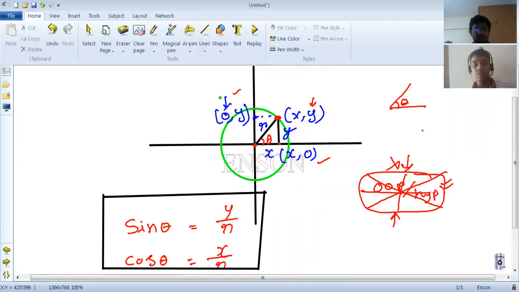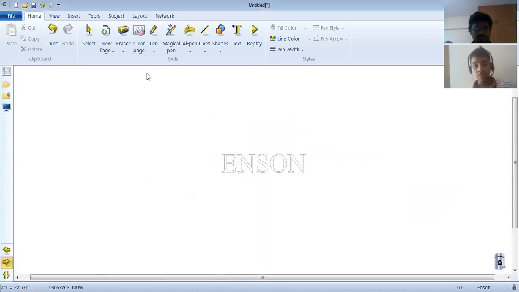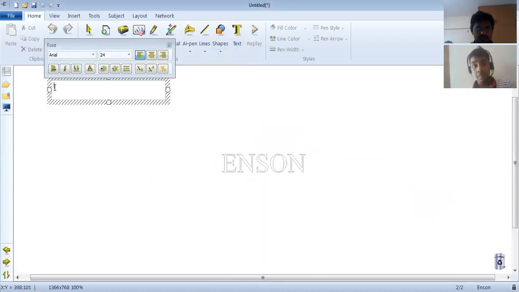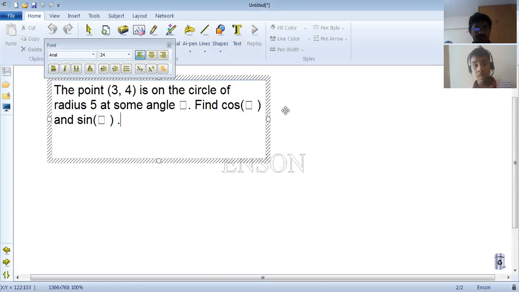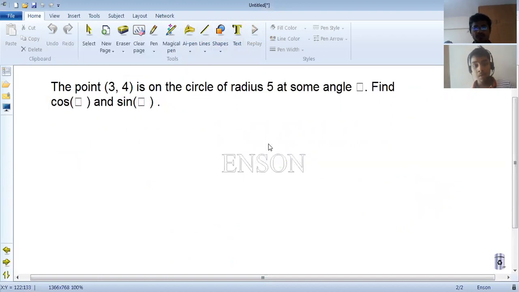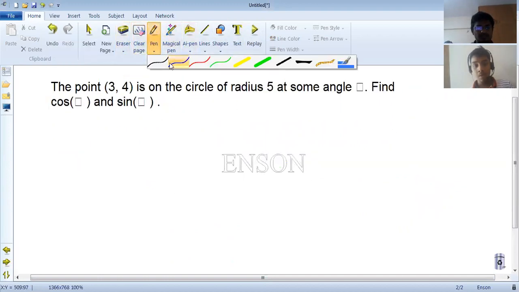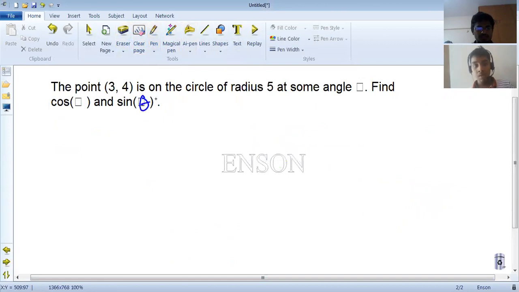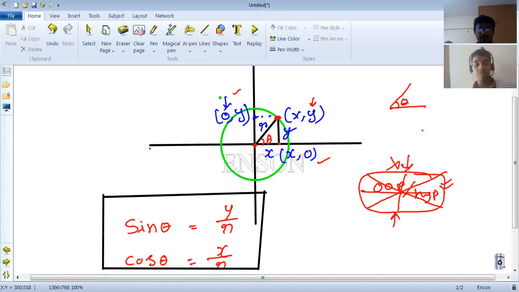Yes. So let me give you a small question so that we will see how we use the two formulas. Here is the problem for you. Here some values are missing. Let me write it. This will be theta, and angle theta. How will we solve this problem? By using the same concept.